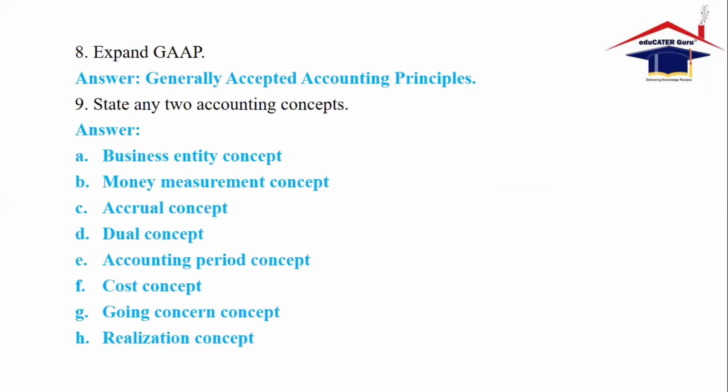Next question, expand GAAP. Answer is generally accepted accounting principles. Ninth, state any two accounting concepts. Answer, business entity concept, money measurement concept, accrual concept, dual aspect concept, accounting period concept, cost concept, going concern concept, realization concept. I have given nearly 8 accounting concepts. You can select any two and write in the exam.